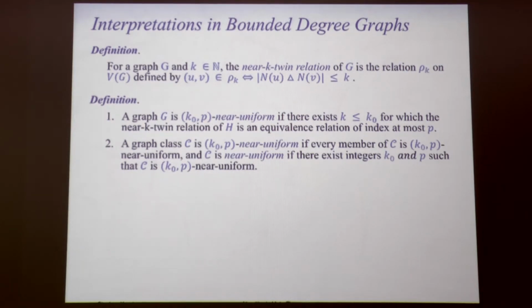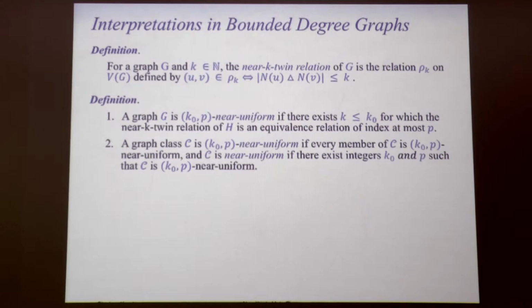So let's say we have a general graph G and we have a number k, and we define a relation on this graph called the near k twin relation. Two vertices u and v are near k twins if the symmetric difference between their neighborhoods has at most k elements. So you take the set of neighbors of one vertex and the set of neighbors of the other vertex, and you compare them. It means they have almost all their neighbors in common except for at most k. K is a constant.